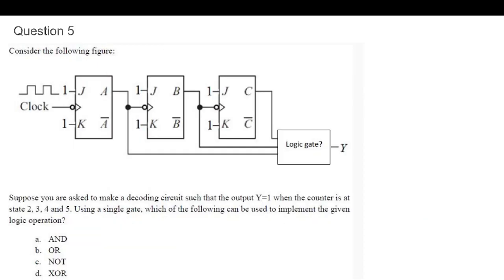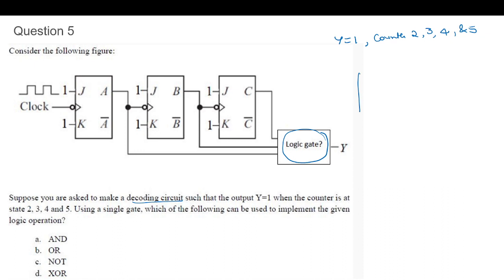So next question, consider the following figure. Suppose you are asked to make a decoding circuit, any logic gate, such that the output Y is equal to 1 when the counter is at state 2, 3, 4, and 5, using a single gate. So the output Y is 1 when the counter states are 2, 3, 4, and 5.